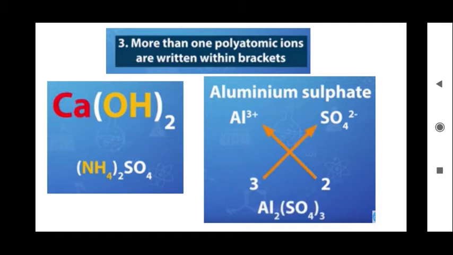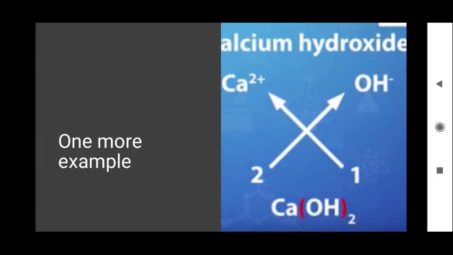Another example for this: calcium hydroxide. For calcium we write Ca, and for hydroxide we write OH. For calcium the valency is 2, and for hydroxide the valency is 1. So just crisscross and write the valency. Calcium goes as Ca, as I told, no need of mentioning 1, and hydroxide gets the valency 2.